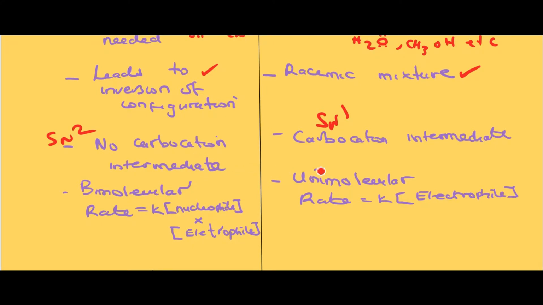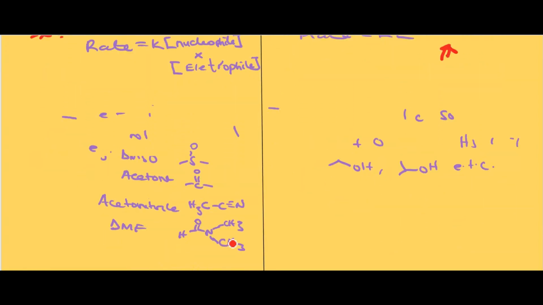This is unimolecular, that's why it's Sn1. That means only one species determines the rate, which is the electrophile. And this is bimolecular, that's why we have the two, which means the nucleophile and the electrophile determine the rate. And the rate is given by a rate constant multiplied by the concentration of nucleophile and the concentration of electrophile. Now let's go to examples and decide whether the reaction is going to go E1, Sn1, E2, or Sn2.